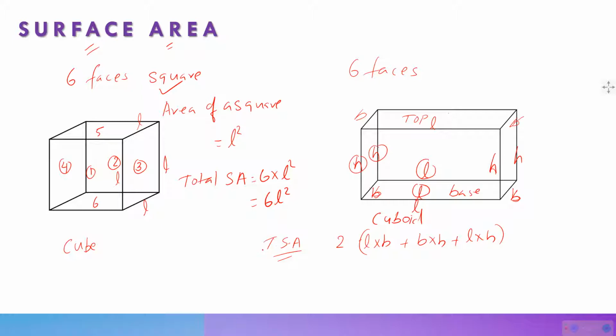Another thing you should recollect at this moment: whenever we talk about area, it will be square centimeter or meter or kilometer, depending upon the unit given. It can be written as centimeter square like this, or you can literally write it as square centimeter. These are the 2 ways of presenting it.